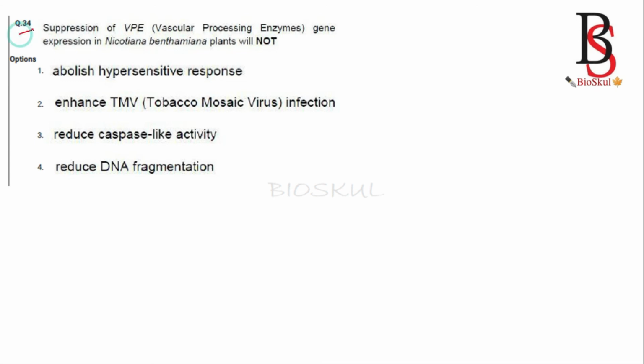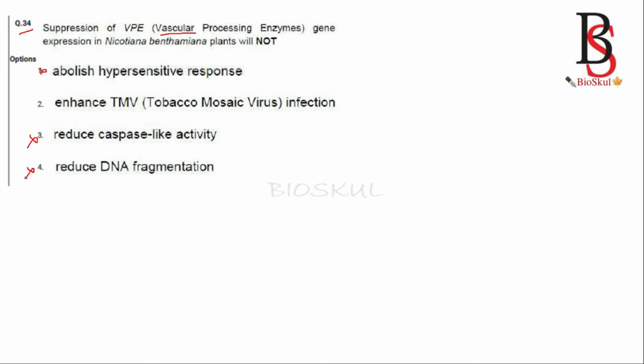Okay. Question number 34. Suppression of VPE. VPE is not the vascular processing enzyme. It is the vacuolar processing enzyme which is present in plants. So the suppression of vacuolar processing enzyme gene expression in Nicotiana plants will not. Okay, so what is the role of vacuolar processing enzyme? It has caspase-like activity. It has a hypersensitive response. So if we suppress the vacuolar processing enzyme, then the hypersensitive response will be abolished, as well as the caspase-like activity will be reduced, and the DNA fragmentation is also reduced.